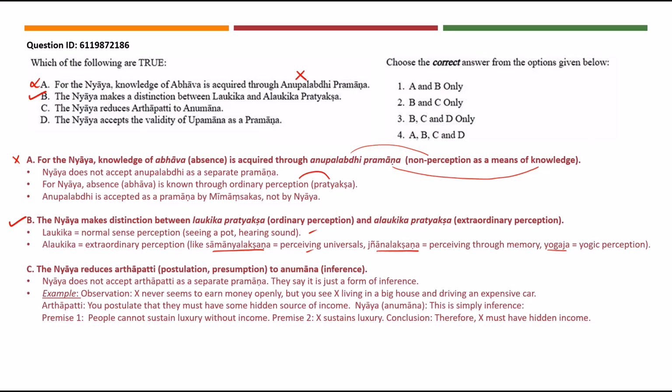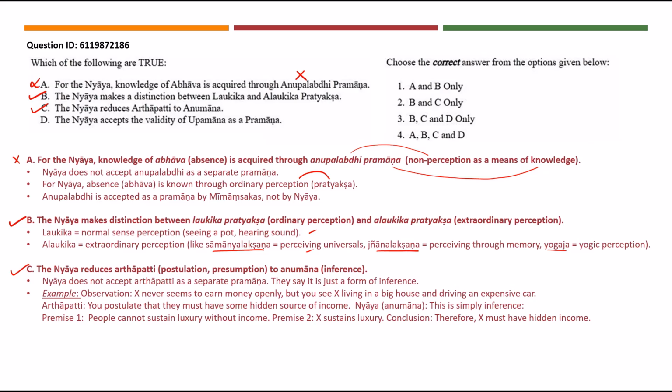So in other philosophical schools, or by other philosophers, they take this to be Arthapatti. But according to Nyaya, this is mere inference. So this statement is correct. It doesn't recognize Arthapatti as a separate means. Instead, Nyaya reduces postulation to inference. Reduces means it doesn't say it is postulation, but it takes it as inference. So definitely C is true as per the example that we saw now.